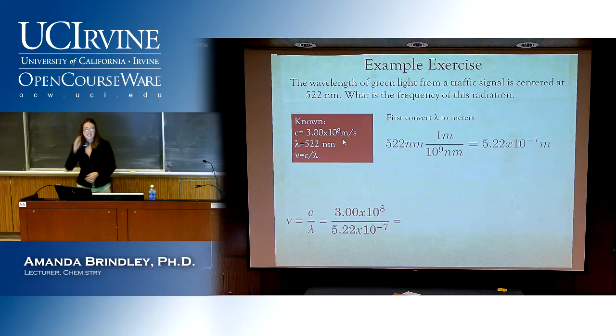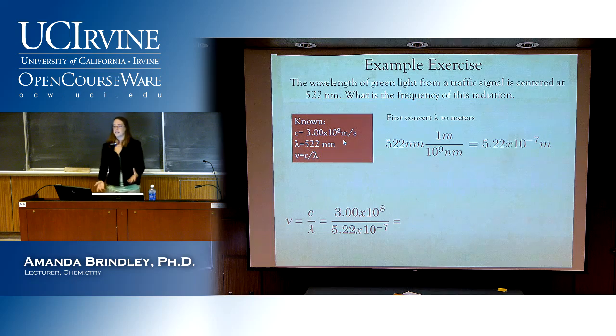So we divide by 10 to the 9th. Some of you might say, well, can I multiply by 10 to the negative 9th? I thought that's how I did it. You can do that too. Either way is fine, whatever way you prefer. And so we get this. We get 5.22 times 10 to the negative 7th meters. At which point, now we have meters per second and meters, and we can fill into here.